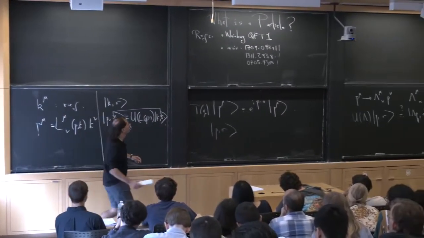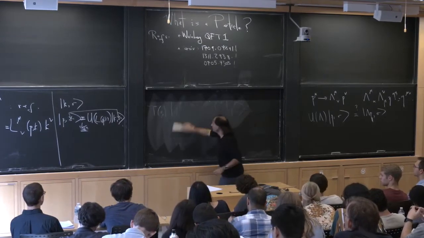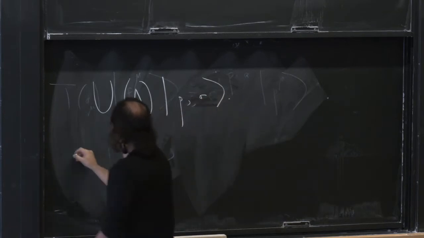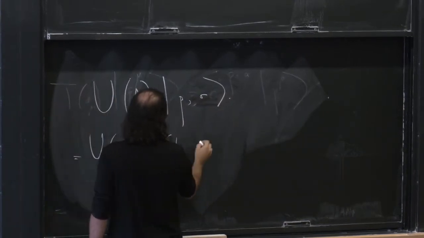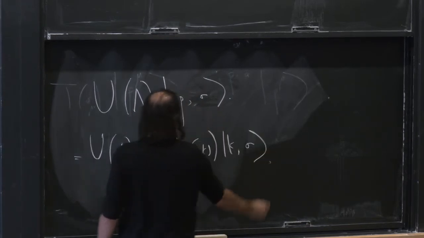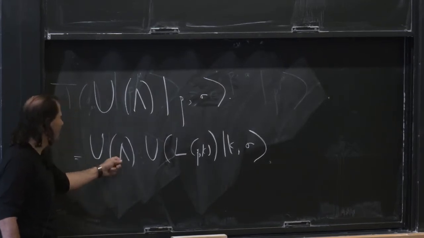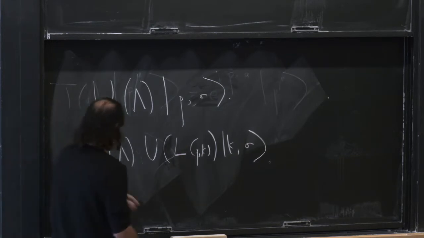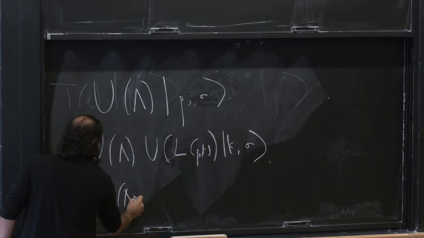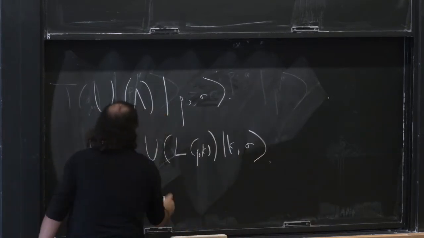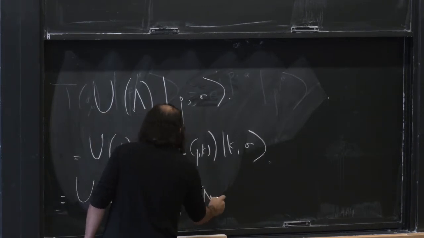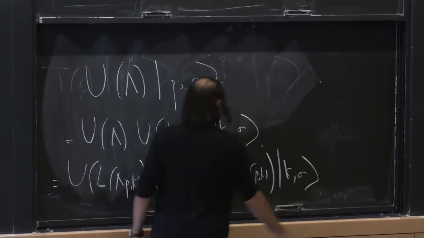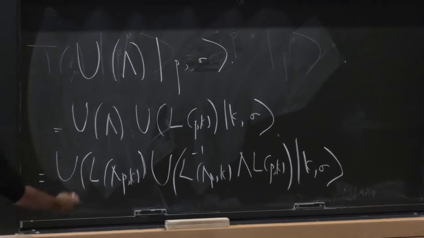Now let's look at a general U of lambda on p and sigma. Well, this is U of lambda, U of L on k and sigma. And now it's clear what I want to do. I want to write this as U of L of lambda p on k and sigma, because I know that it's going to take the momentum to lambda p. But I can't do that. So let me write it as U of L of lambda p and k, and then just multiply by the inverse of that here. So U of L of lambda p and k, inverse, L of lambda, L of p and k on k and sigma. So far, this is just a trivial identity. I just put in the identity on this side.